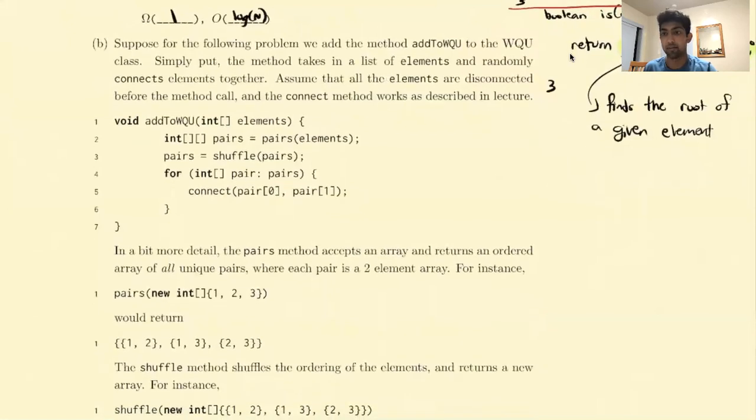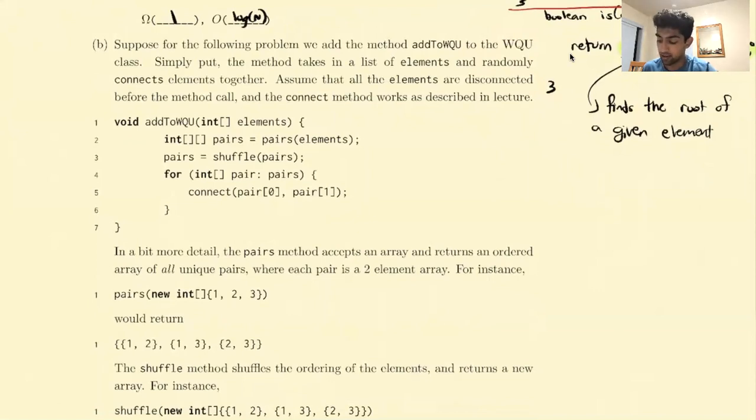So this part is a bit confusing, so I'll try to explain intuitively what the question is asking. But first, let's read the prompt. Suppose for the following problem, we add the method add to WQU to the WQU class. Simply put, the method takes in a list of elements and randomly connects elements together. Assume that all the elements are disconnected before the method call, and the connect method works as described in lecture.